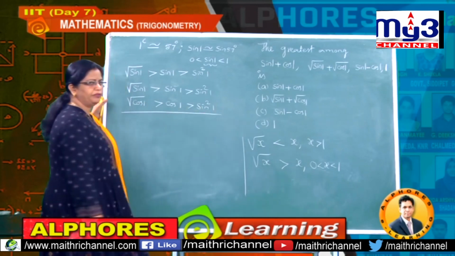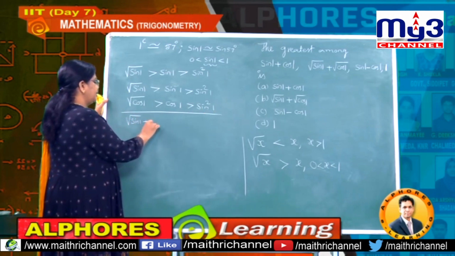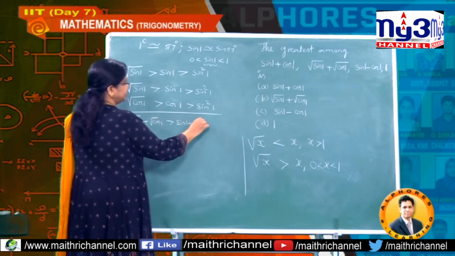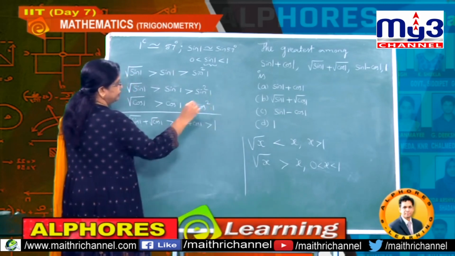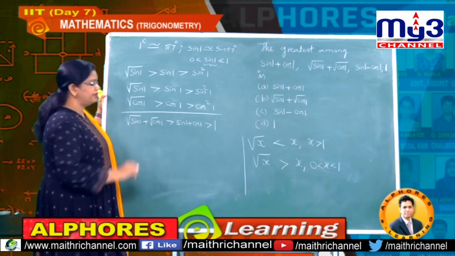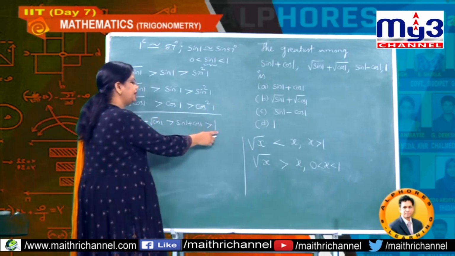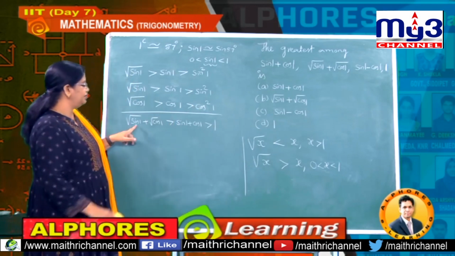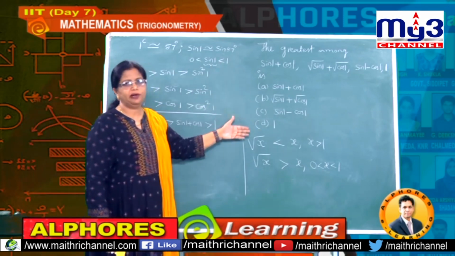So I am adding, then the same inequality continues, that is root sine 1 plus root cos 1 is greater than sine 1 plus cos 1, and this is greater than sine square 1 plus cos square 1, therefore it is 1. Got it now? So root sine 1 plus root cos 1 is greater than sine 1 plus cos 1, which is greater than 1. Hence what is our complete conclusion? Root sine 1 plus root cos 1 is obviously the greatest among all these 4 values.